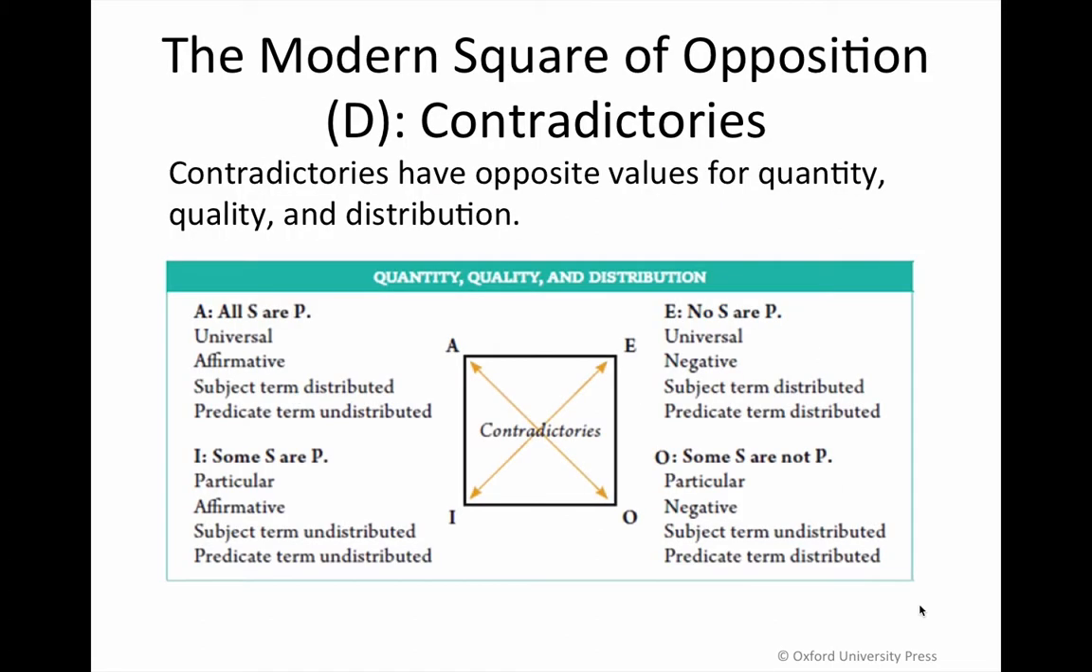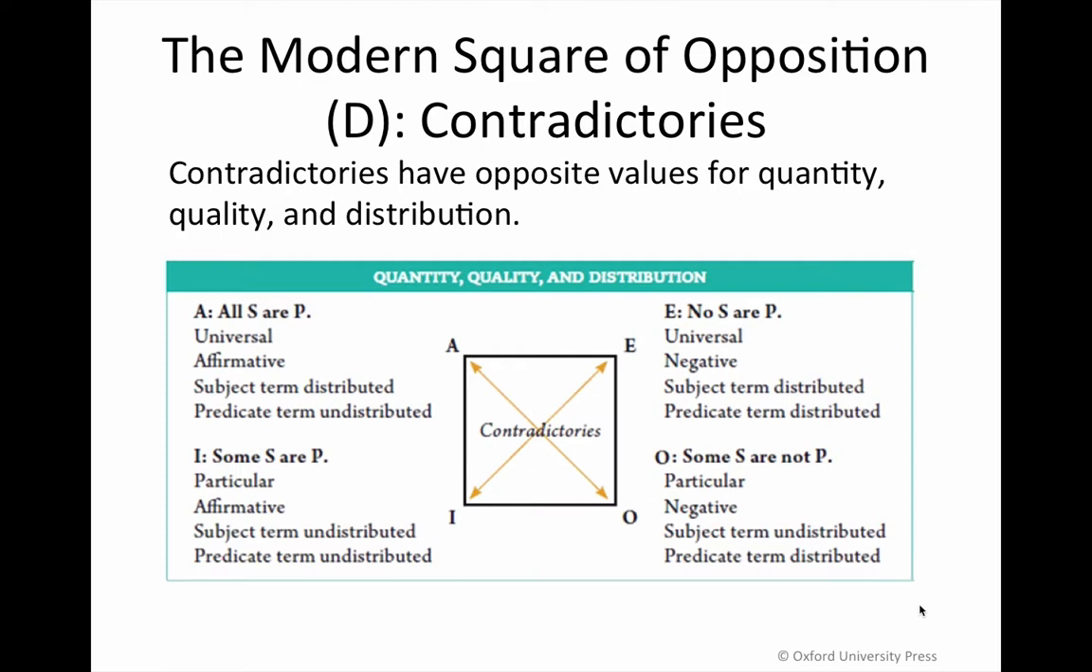Here's how you can now see what we mean when we talk about a square of opposition. A's and O's are contradictories, E's and I's are contradictories. If the A is true, the O must be false. If the O is true, the A must be false. If the E is true, the I must be false. If the I is true, the E must be false.